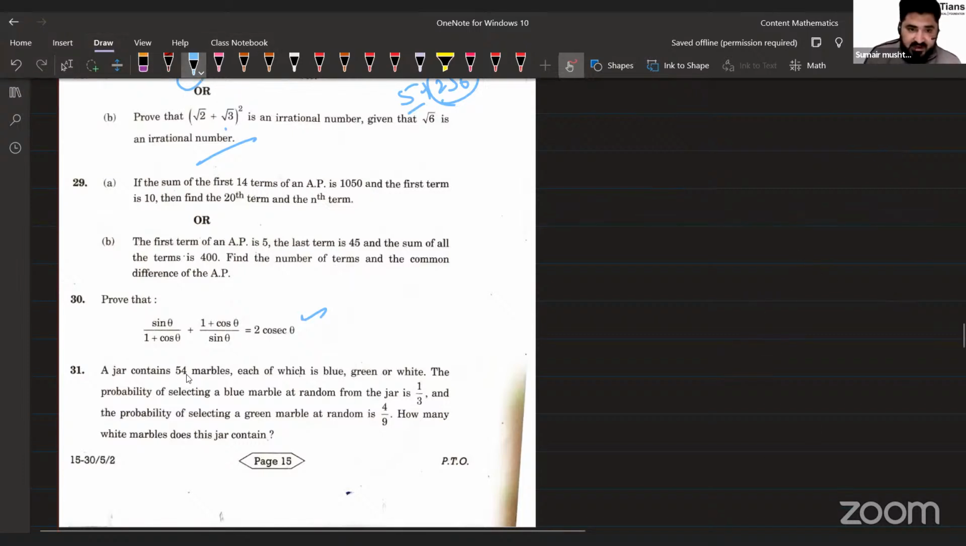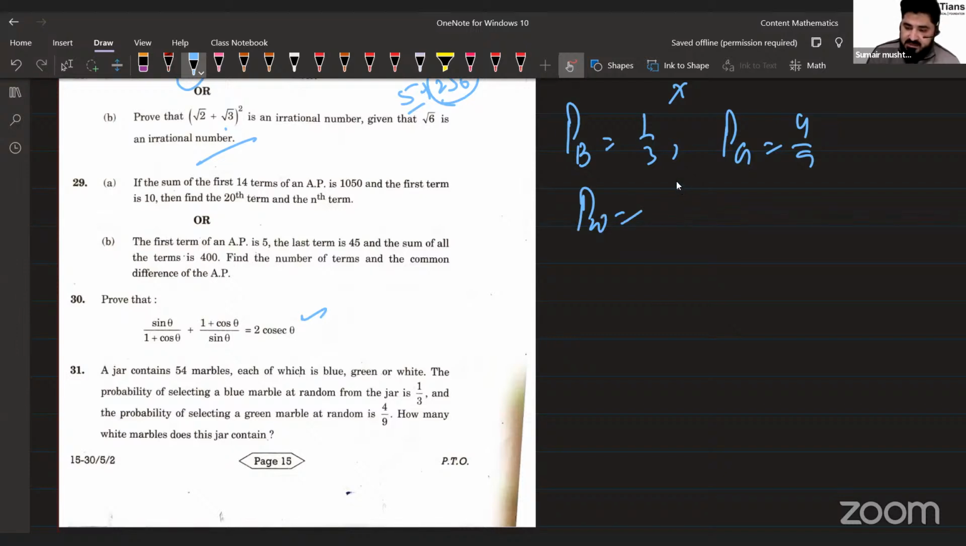Okay, next. A jar contains 54 marbles, each of which is blue, green, or white. The probability of selecting a blue marble from the jar at random is 1 by 3, and the probability of selecting a green marble is 4 by 9. How many white marbles are there? Let us suppose white marbles are x. The probability of getting a white marble is x upon 54, isn't it?